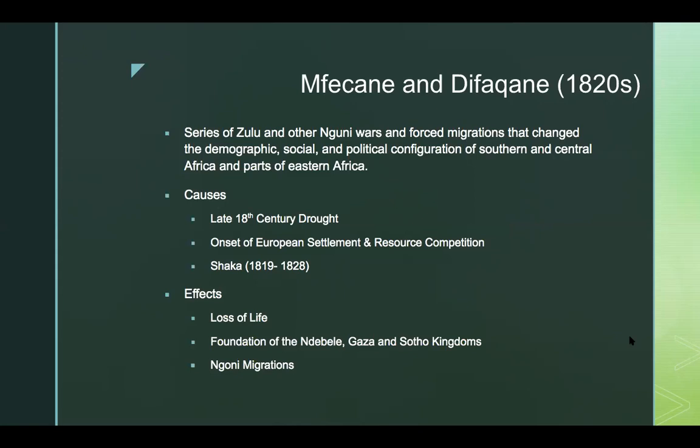Now, I keep saying modern-day because all these countries were in their pre-colonial state at this point, so they went by different names, right? For example, the name Zimbabwe does not come into play until after independence in 1980, but we're just talking about the space that existed at the time under its different names. So these are some of the effects of the Mfecane, a very important period that shaped Southern Africa as we know it today. So let's look at some of the principal actors of the Mfecane here.